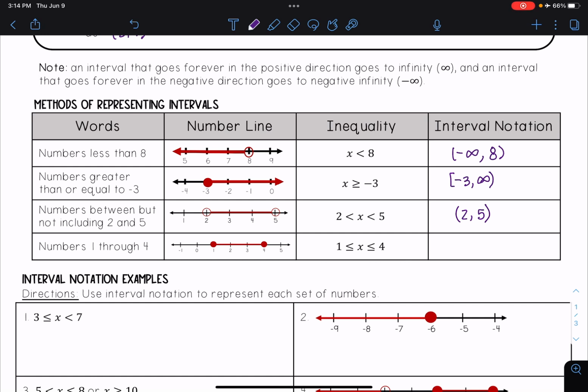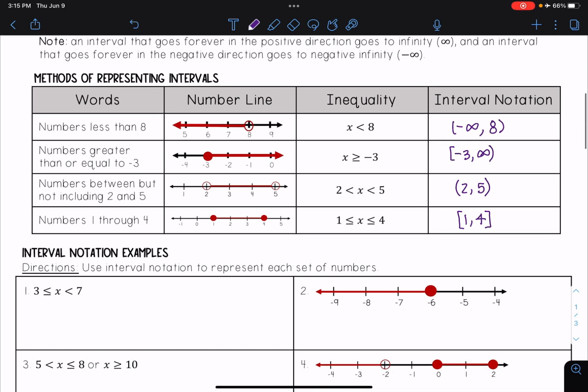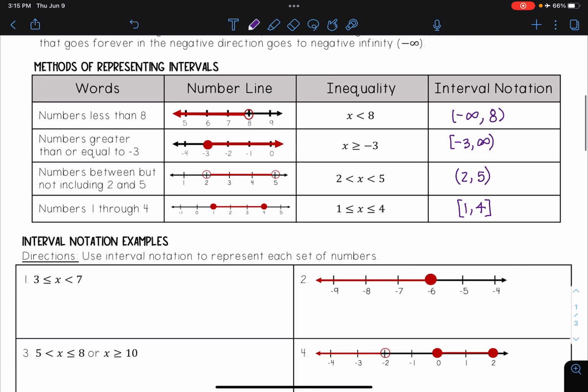And then last one, numbers 1 through 4. I see I'm including both of those, so that's going to be square brackets. These do also look like points that you would see on a graph, so it's very important that you know the context of when we're using these, to know that this actually is representing an interval and not a point on the graph.